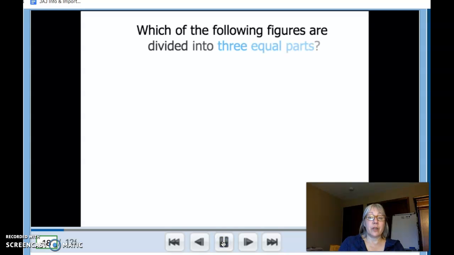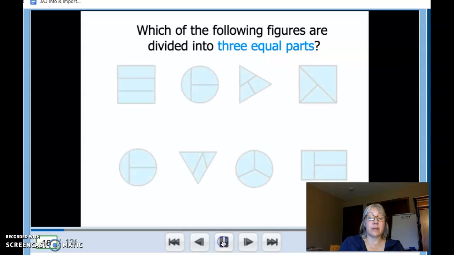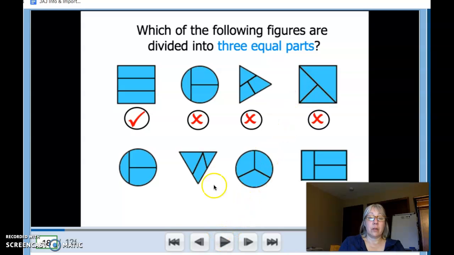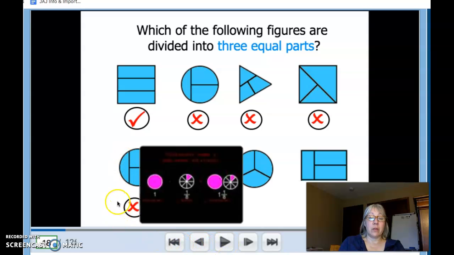Which of the following figures are divided into three equal parts? I'll give you a minute. This first one here is yes. The next one is no. The next one, it's getting trickier, is no. This next one is no. This one is no, because they're not equal.